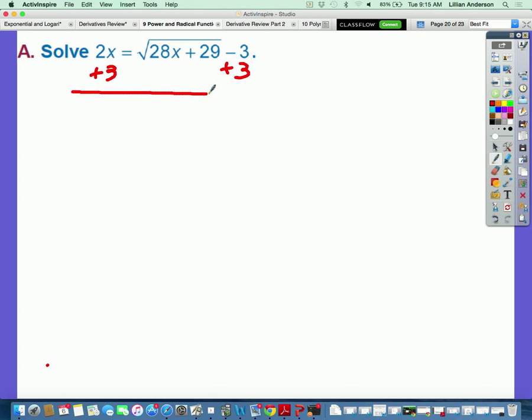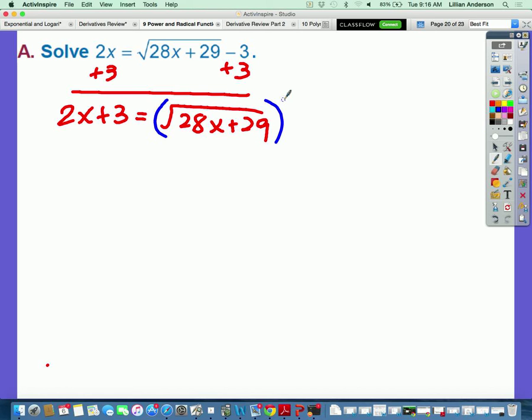Now when I add 3, this does not become 5x. This becomes 2x plus 3 equals the square root. And now that I have the square root by itself on one side, you square it, because I'm trying to get rid of the square root. This over here does not mean 4x squared plus 9. You have to FOIL this left side.